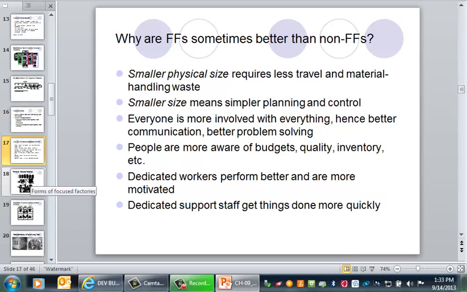Why are focus families sometimes better than non-focus families? They require less travel time and material. Let's look back at waste. Waste means the time it takes to move from one piece of equipment to the other, for example.